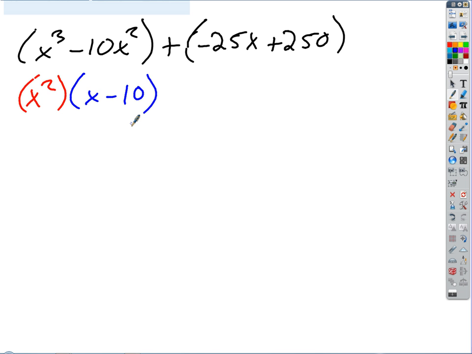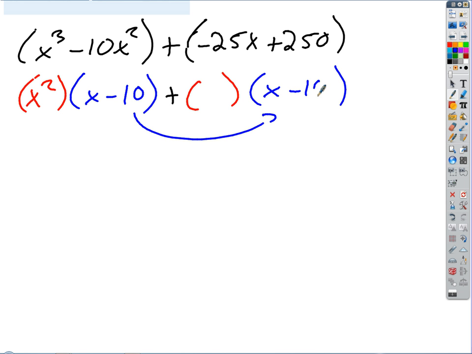X minus 10. And we know what the pattern is here, right? If this is going to work, I have to get this consistent pattern. Which part has to be the same if it's going to work? The x minus 10. And for that to work, what would the number in front be? We just ask ourselves, what times x is negative 25x? Negative 25, and see if it works on the other one. Negative 25 times negative 10 is positive 250. So it works there too. So the pattern worked.